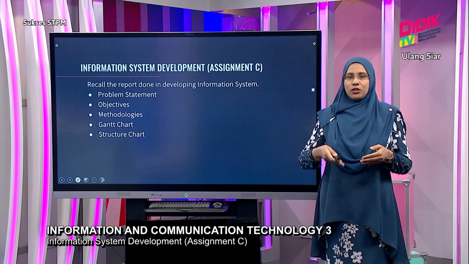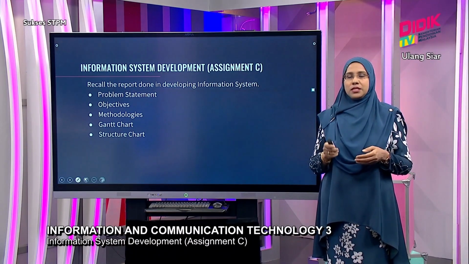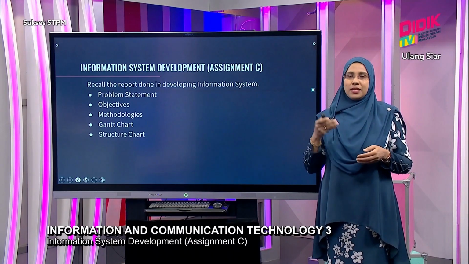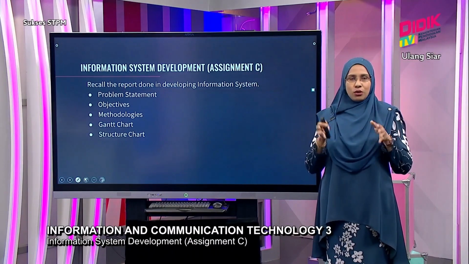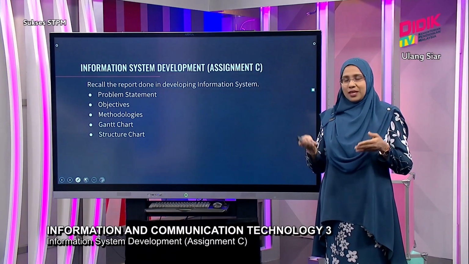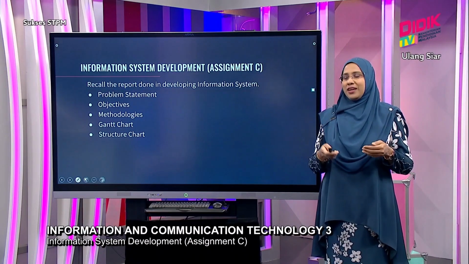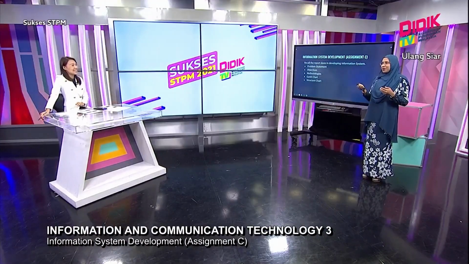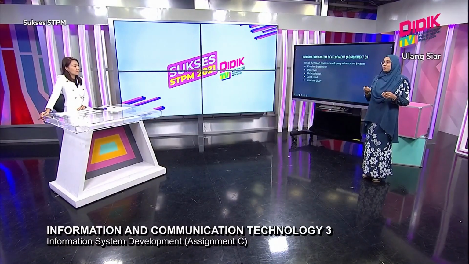So what you have done in your report, for example, problem statement, objective, methodologies, Gantt chart, structure chart, you have done. Okay, why do they ask in exam? Because they want to make sure you do this assignment yourself. So if you do it yourself, then you will remember what you have done. Correct? Okay, so that's why. All right, because we know students are smart. Nowadays, students are very smart. They might ask help from outsiders to do the assignment because they have to produce a system, information system.